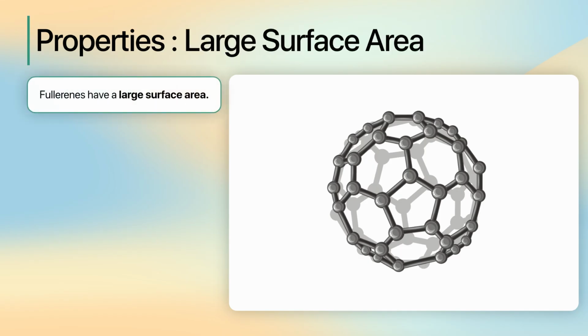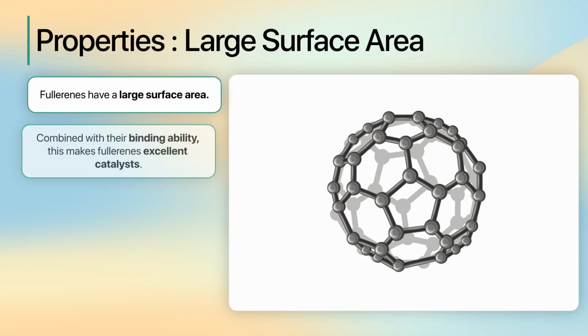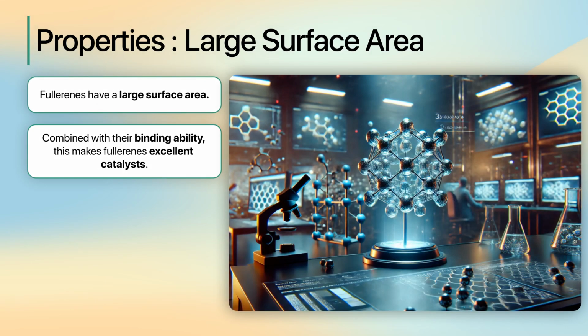The large surface area of fullerenes, combined with their ability to bind and release various atoms and molecules, makes them excellent catalysts, speeding up chemical reactions without being used up themselves. This property is particularly useful in industrial applications, where fullerenes can help create more efficient and environmentally friendly chemical processes.